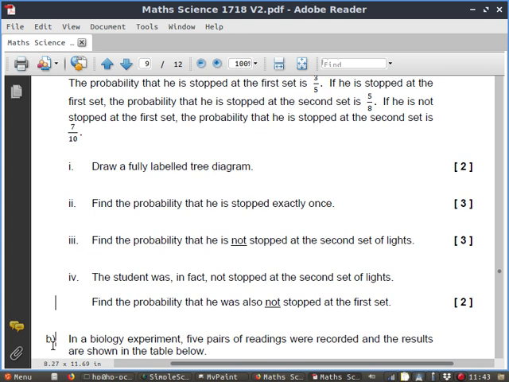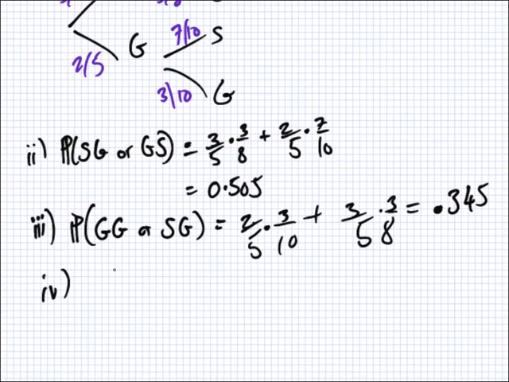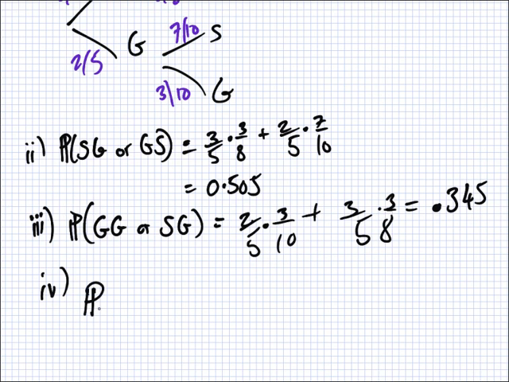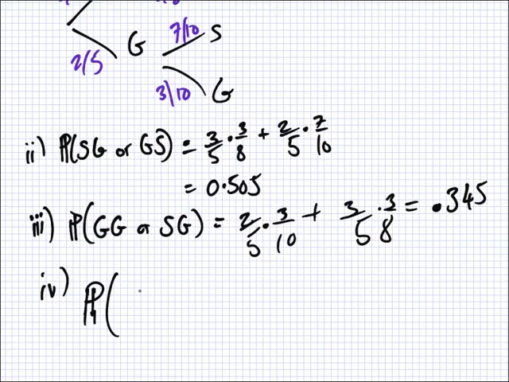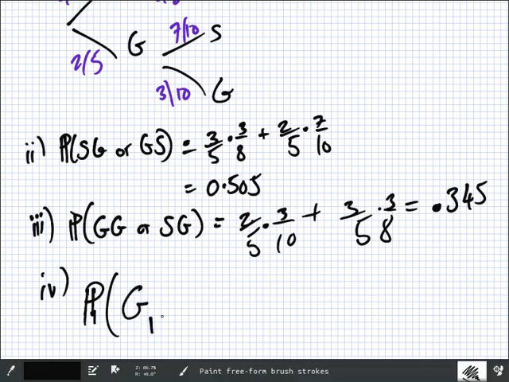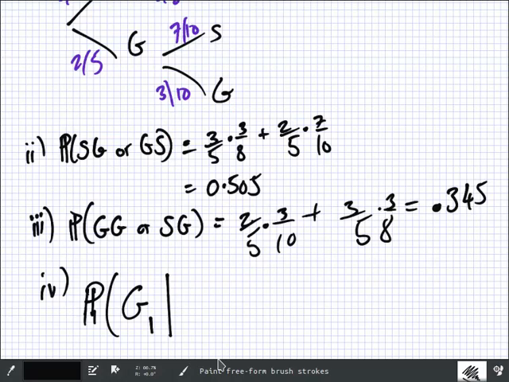Find the probability that he was also not stopped at the first set. Well, hang on, let's see. This is given that. We want the probability, given that, that he was also not stopped at the first set of lights. So I'll write not stopped means he got go on the first. So I'll write G1, given that, and what do we know here? That he was not stopped at the second. So that means he got go on the second.